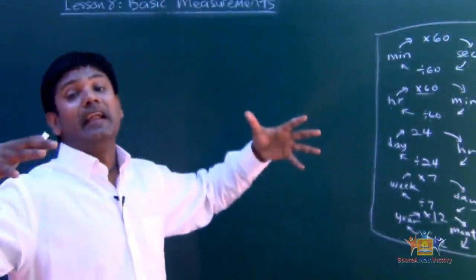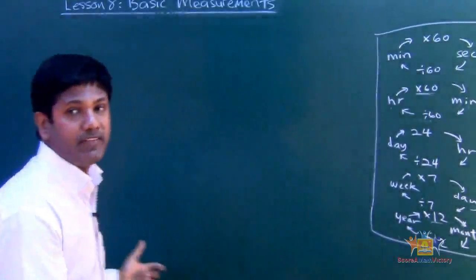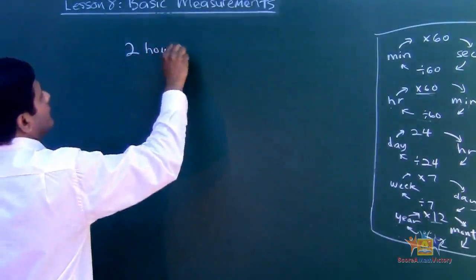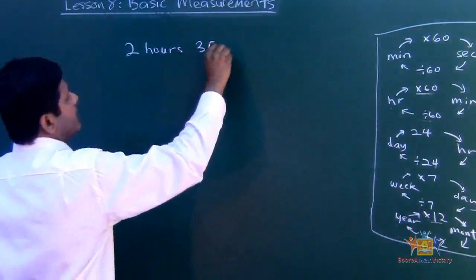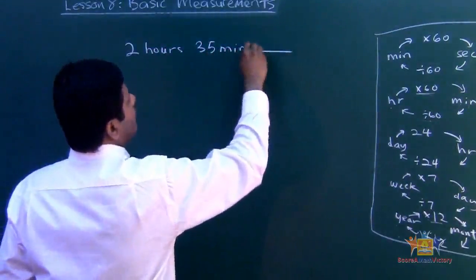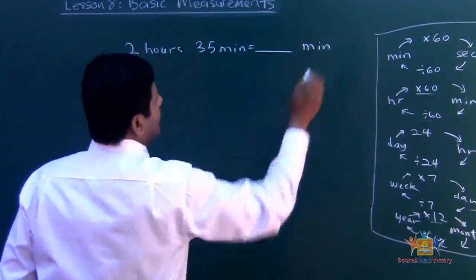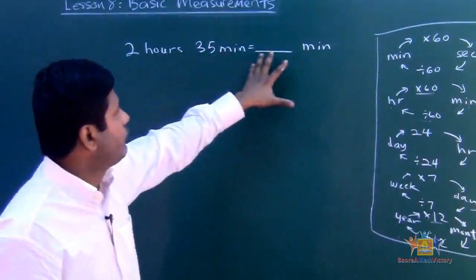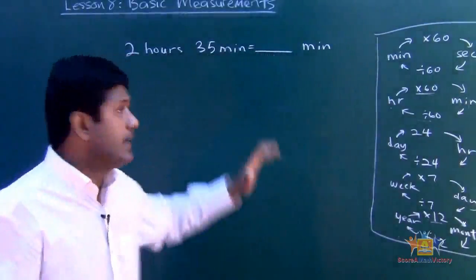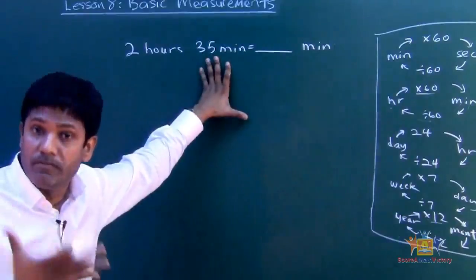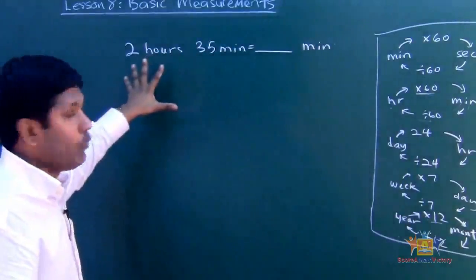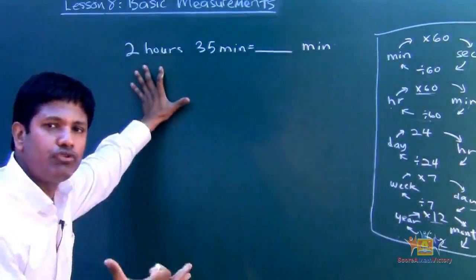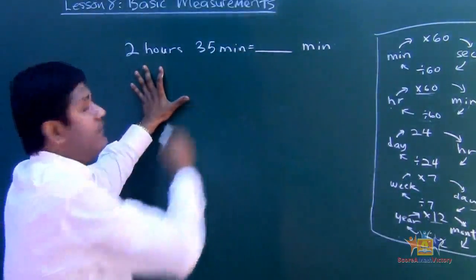Alright, my students, let's take another scenario. Let's say, for example, I give you 2 hours and 35 minutes, and I want you to give me all this in the form of minutes. Look at this: 2 hours, 35 minutes. I want you to convert everything into minutes. This one's already in minutes, so I don't have to convert it. But the one that I need to convert is the 2 hours. Once I convert that 2 hours to minutes, I add the 35 minutes to it.